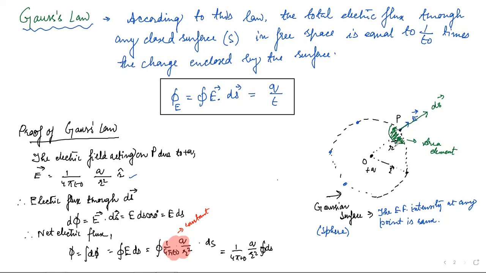What is the formula for area of a sphere? 4 pi R square. So it comes as 1 by 4 pi epsilon 0 Q by R square multiplied with 4 pi R square. So 4 pi cancels, R square cancels, which comes as Q by epsilon 0. This is proved. This is how we can prove Gauss law. I hope the process of the proof is clear to everyone.